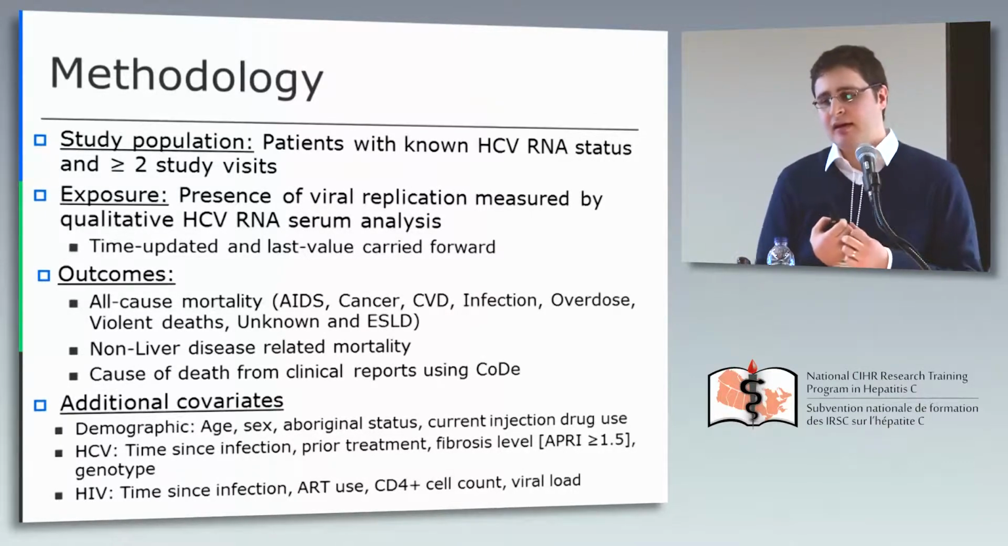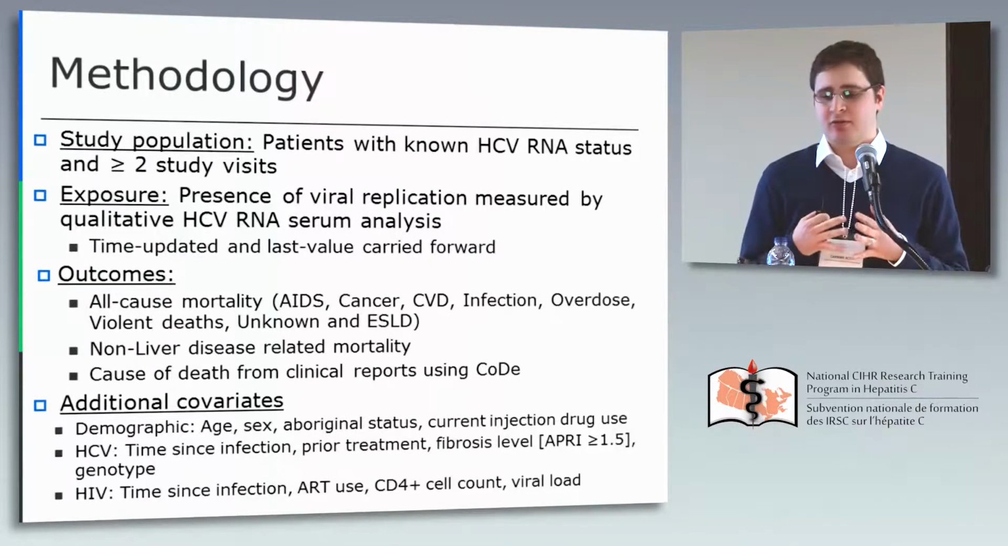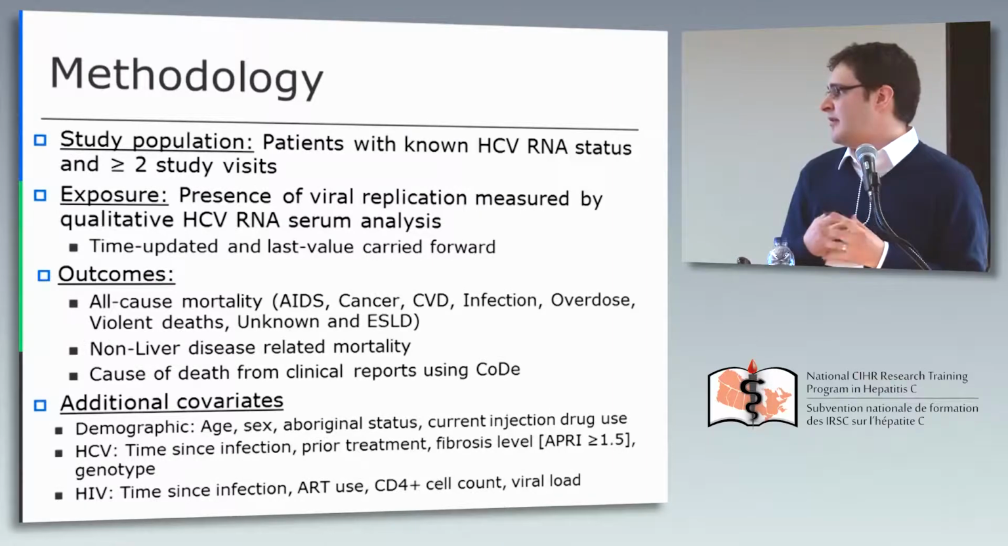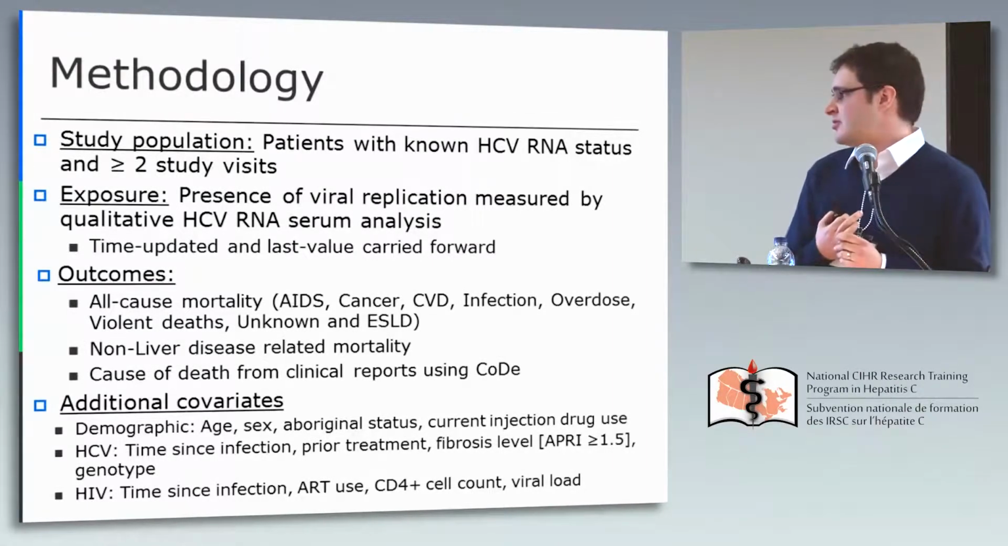It's a way for large HIV cohort studies to make sure that they all have a standardized cause of death classification. In addition to our exposure and outcome, we also obtained information for additional covariates, so demographic variables such as age, sex, aboriginal status, and whether they were current injection drug users.